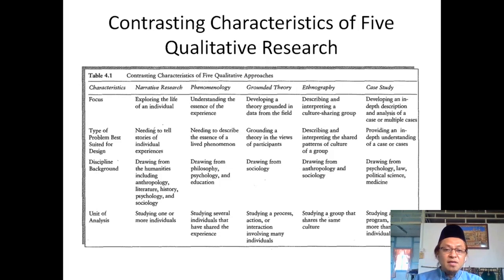Let's look at the focus. Narrative focuses on exploring the life of an individual, like biography, autobiography, the life of an individual.